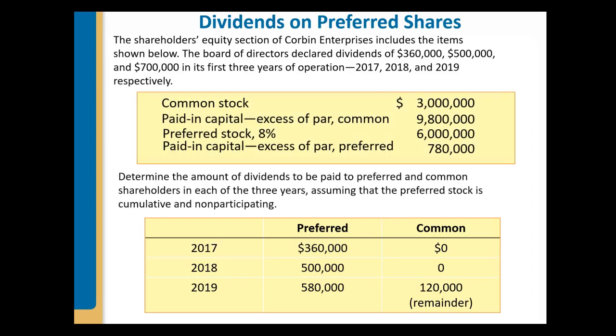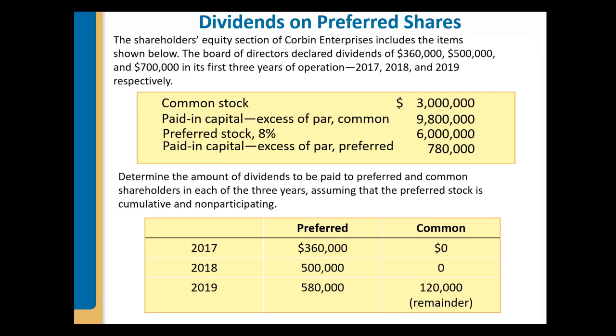Now, as mentioned earlier, preferred shares can be cumulative or non-cumulative. Cumulative means that if the specified dividend is not paid for a given year, the unpaid dividends, called dividends in arrears, accumulate and must be made up in a later dividend year before any dividends are paid on common shares. This is an example of that specific type of scenario.